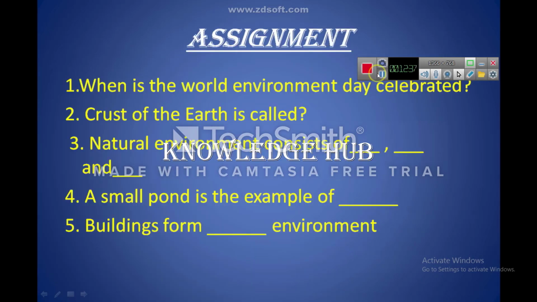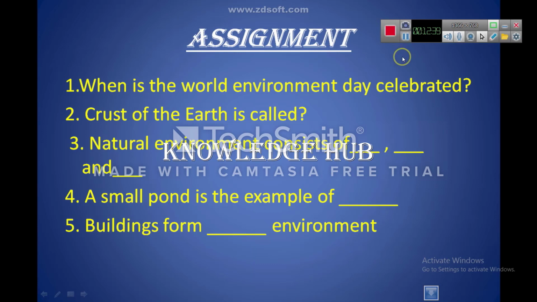Assignment. First one: When is World Environment Day celebrated? Second: Crust of the earth is called as what? Third: Natural environment consists of dash, dash and dash. Fourth: A small pond is an example of dash. Fifth: Building formed as environment. If you know this answer, write it in the comment box.